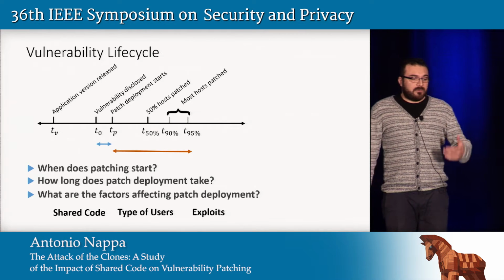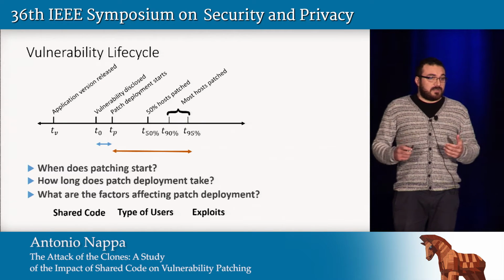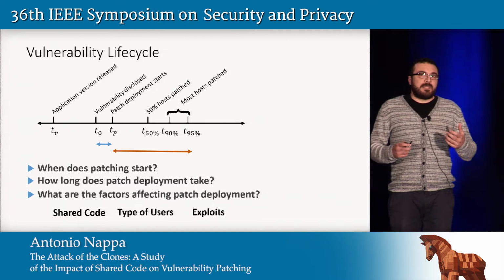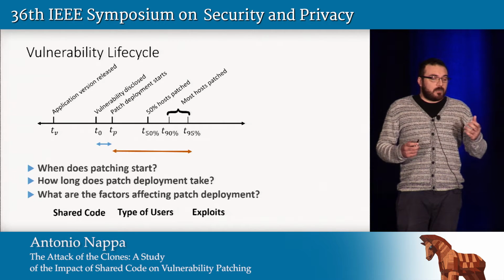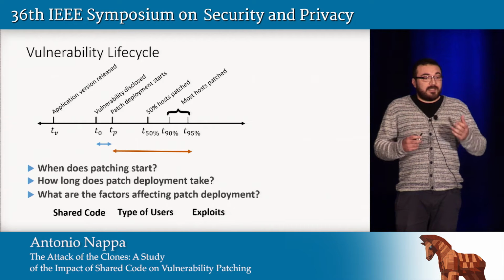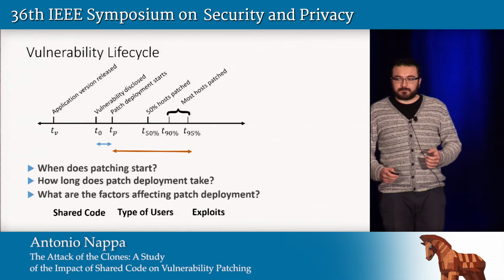So we have found shared code, user categories, basically. Different user categories may patch differently. And exploits. By exploits, I mean basically how the patching of the vulnerability behaves when the exploit is released, whether it gets faster or not.